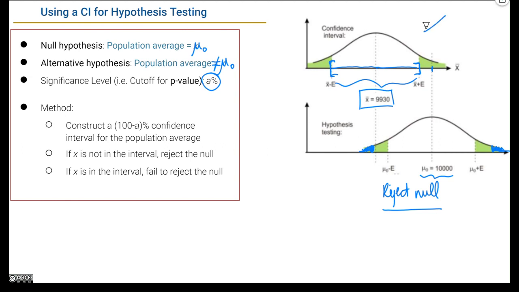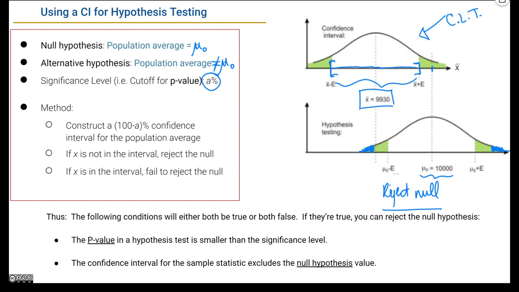And these distributions that we are drawing, these are directly a result of the central limit theorem because we're talking about sampling distribution of a sample mean. That's just to give you some intuition. The big takeaway is when you're testing this type of hypothesis test, it's either true that both of these will be true or both will be false. Either the p-value in the hypothesis test will be smaller than your significance level, and the confidence interval for the sample statistic will exclude the null hypothesis value, in which case you're rejecting the null. Or both of those will be false, in which case you will fail to reject the null.